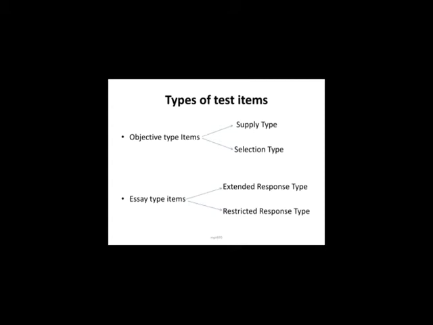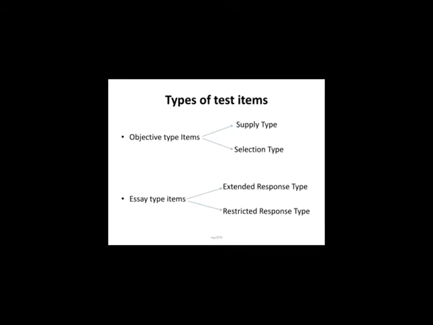In this video, we will be looking into the types of test items that are generally used in achievement tests. There are two types of test items: objective type items and essay type items. Objective type items are further classified into supply type and selection type.